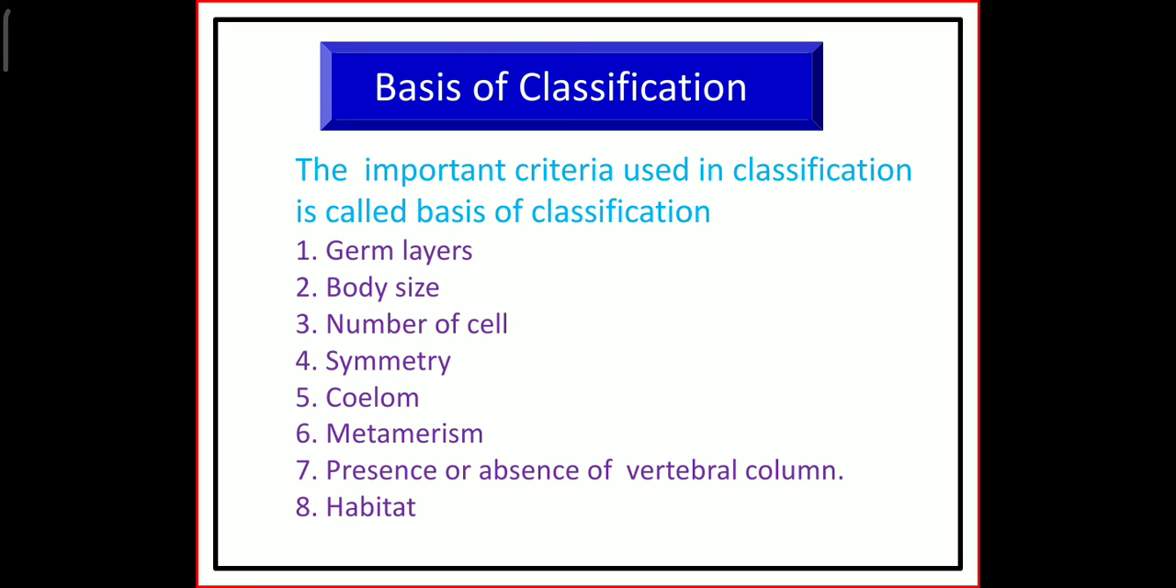Actually, in the animal kingdom, each and every animal or species is different from the others. But during classification, some special characteristic features are focused on, and these special characteristic features are called the basis of classification. These are mainly germ layers, body size, number of cells, symmetry, coelom, metamerism, presence or absence of vertebral column, and habitat. These are the main bases of classification.